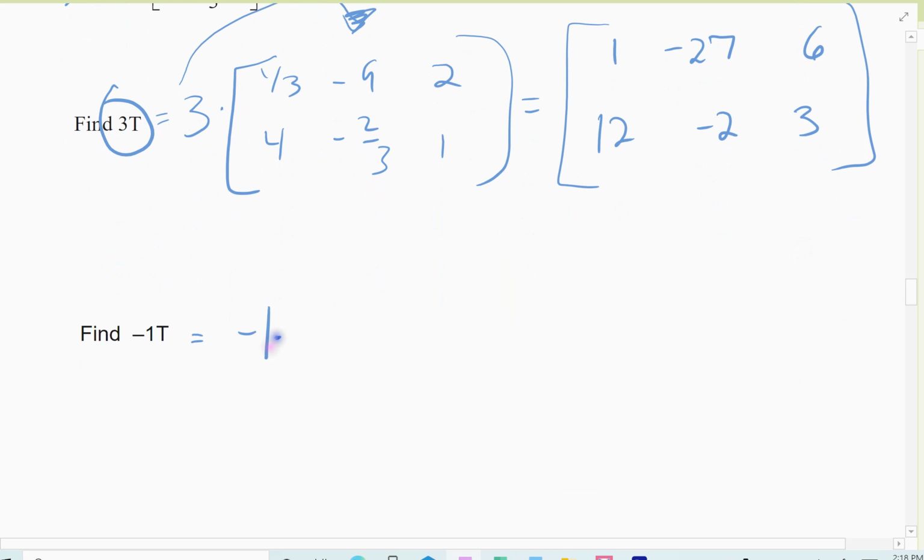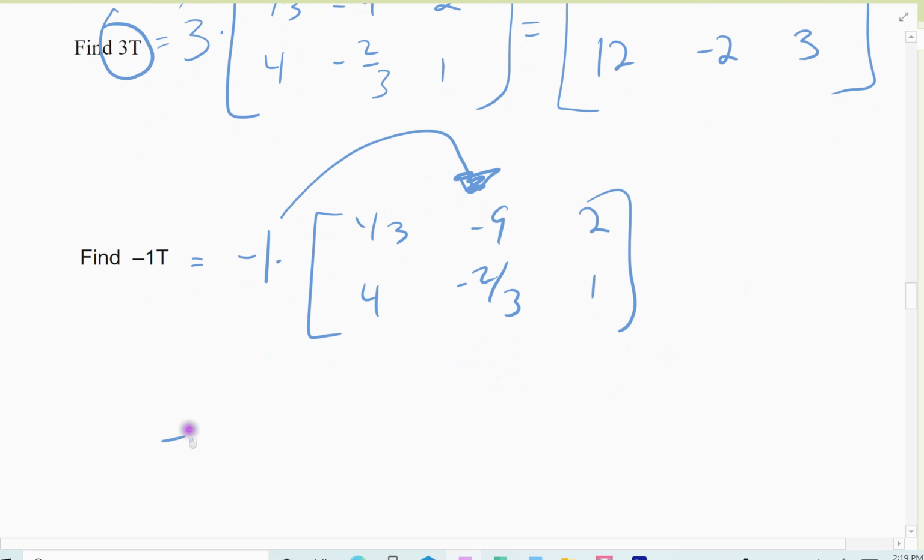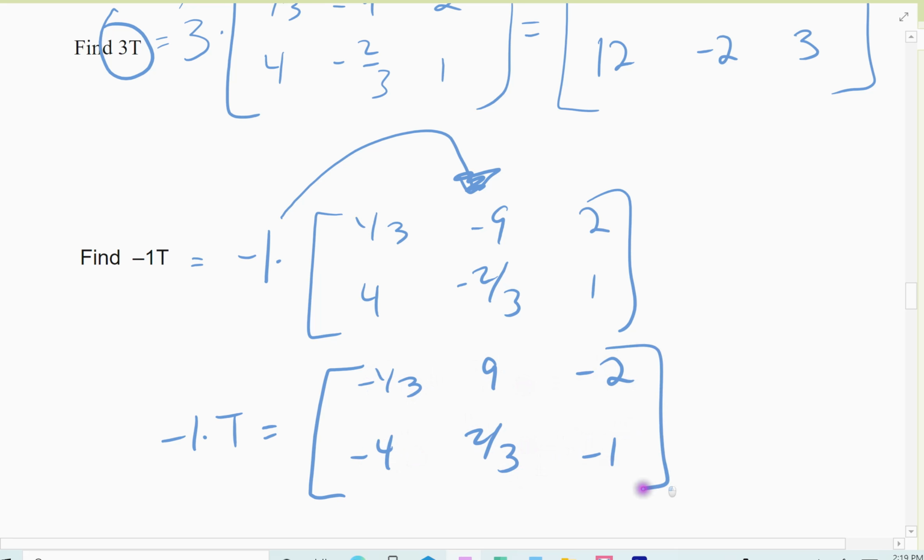So I take negative 1 times my matrix T. And I'll explain why this is a common one we like to use. Which, again, basically just means multiply everything inside by negative 1. And so everything gets flipped in its sign. What was a positive becomes a negative. What was a negative becomes a positive. So I get negative 1/3, positive 9, negative 2, negative 4, 2/3, positive 2/3, and negative 1.